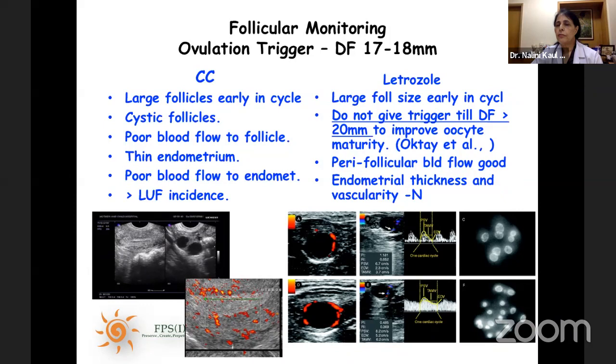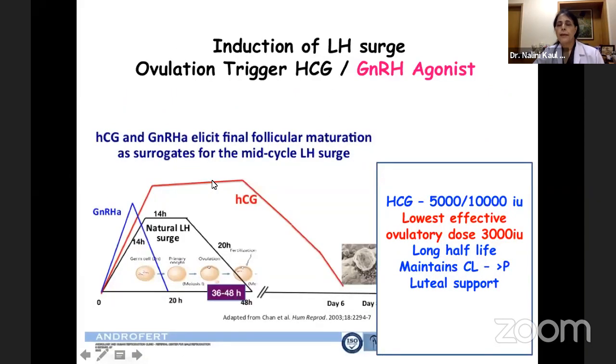The perifollicular flow is good with letrozole and not so great with clomiphene. Endometrial vascularity is good with letrozole and not so much with clomiphene. Coming then on to induction, induction of the LH surge.